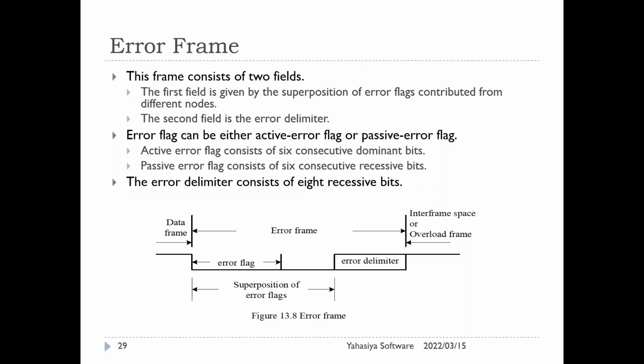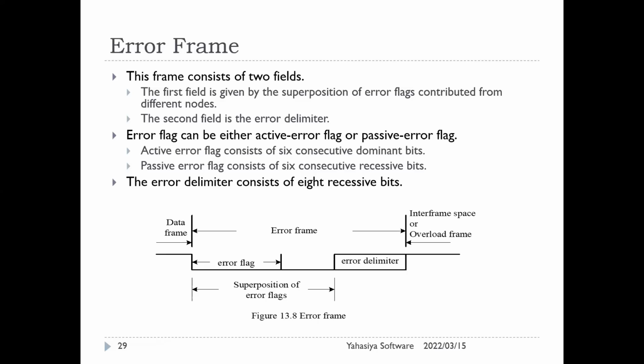Actually, an error frame used to have an active error flag and a passive error flag. The active error flag is 6 dominant bits. The passive error flag used to have 6 consecutive recessive bits. The error frame used to have 6 dominant or recessive bits plus an 8 recessive bit delimiter. Otherwise, we call it the terminator for that error frame. The terminator of the error frame, otherwise the boundary of the error frame, is 8 recessive bits.